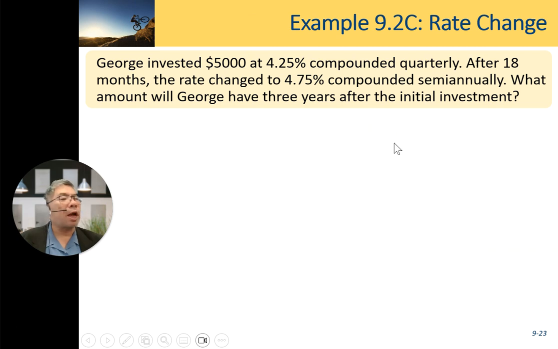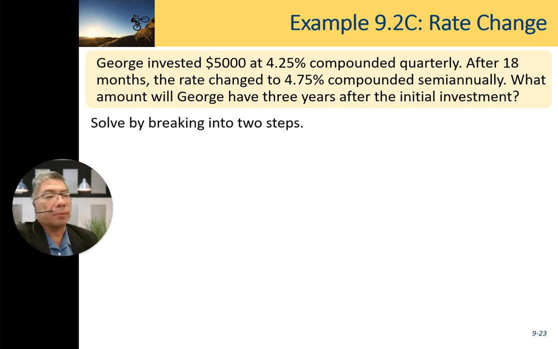Okay. Second example, third example, excuse me, 92C, which is: George invested 5,000 at 4.25% compounded quarterly. After 18 months, the rate changed to 4.75% compounded semi-annually. What amount will George have 3 years after the initial investment?